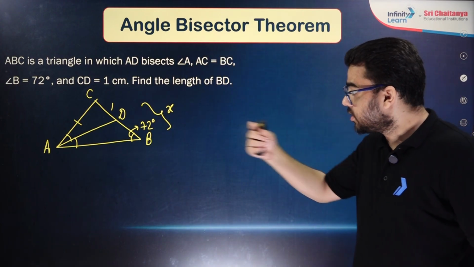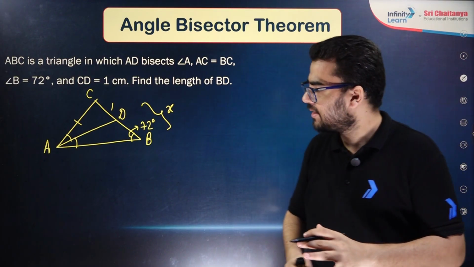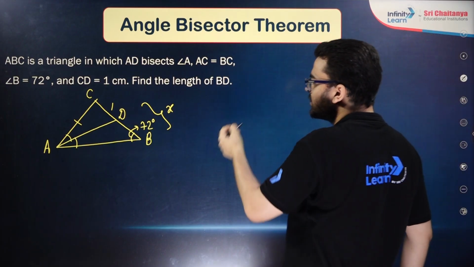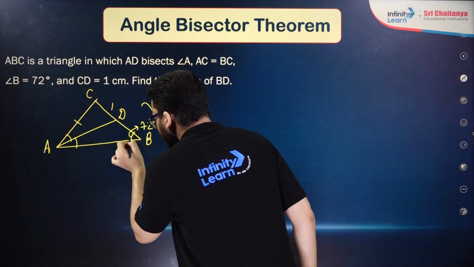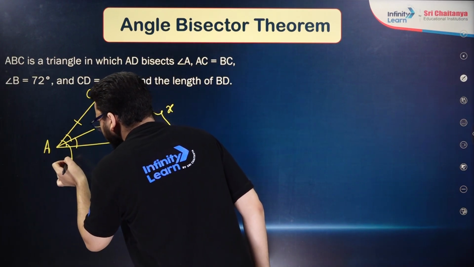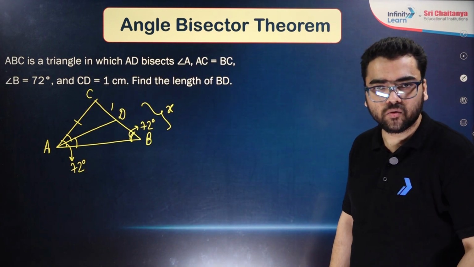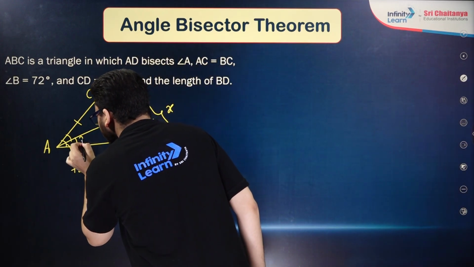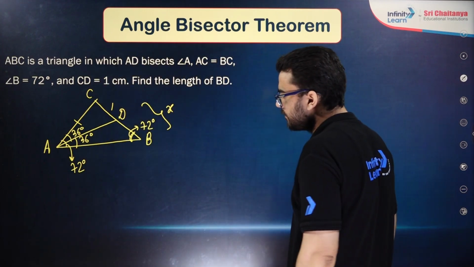That we have to find. So before actually using the angle bisector theorem, let's talk about some angles in this triangle. Then only we can proceed further. You see over here, it is given that AC is equal to BC. So if this is 72, this will also be 72, because angles opposite to equal sides of a triangle are equal. And then you see this is the bisector. It means this is 36 and this is also 36. I hope that is clear.